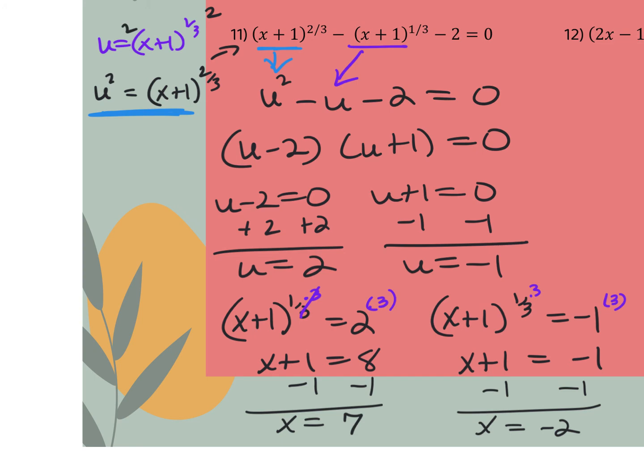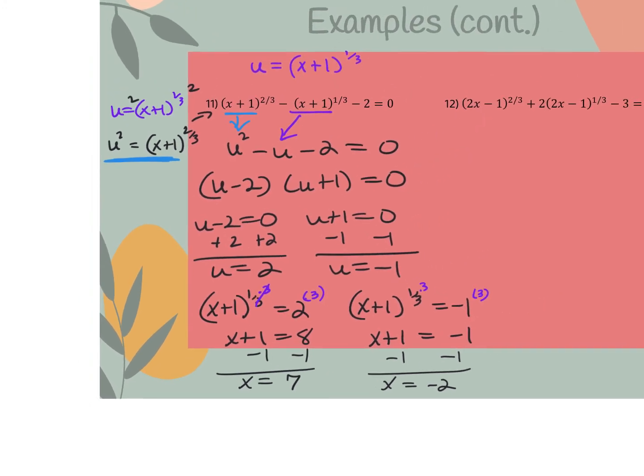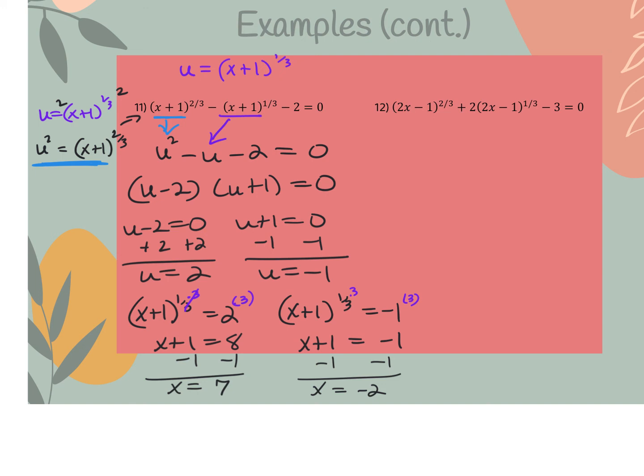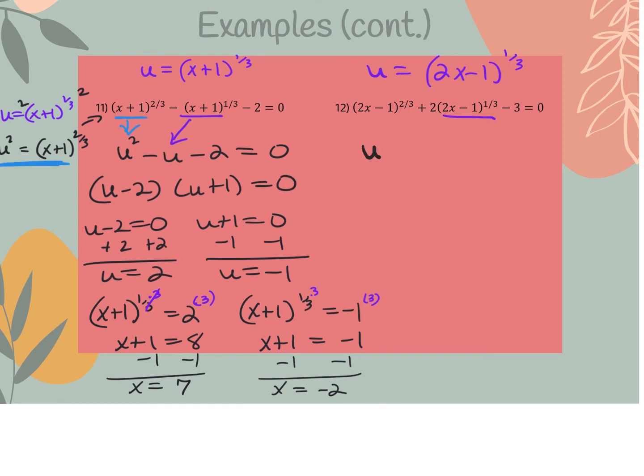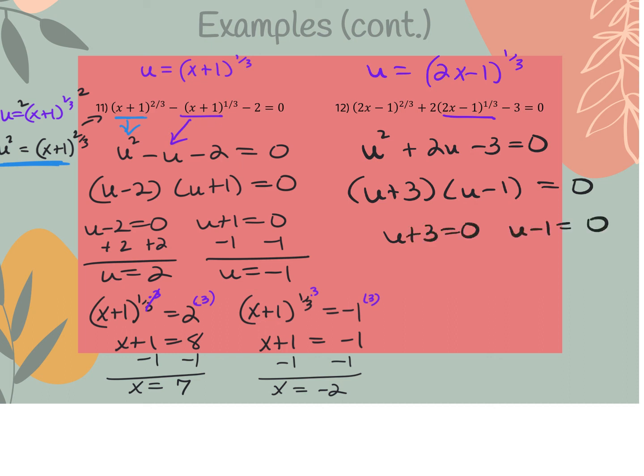Number 12, I'm going to do exactly the same thing. I'm going to set u equal to just this, not the coefficient. So u is going to equal 2x minus 1 raised to the 1/3 power. So my equation to factor is u squared plus 2u minus 3 equals 0. I'm looking for factors of -3 that give me positive 2. It's going to be positive 3 and -1. I'm going to solve for u first, and then plug back in what I set u equal to.